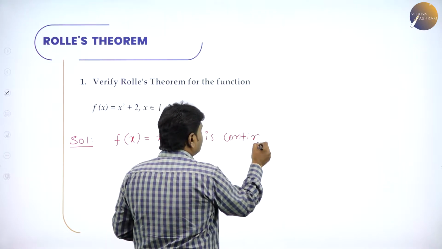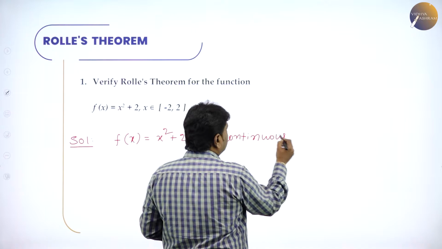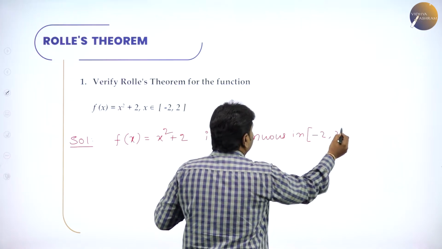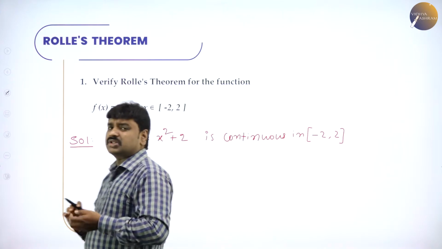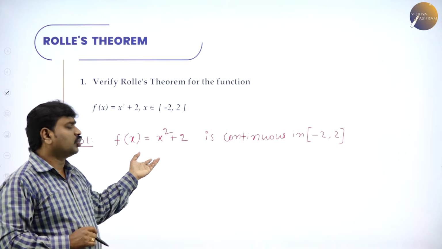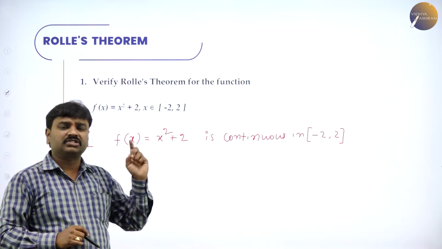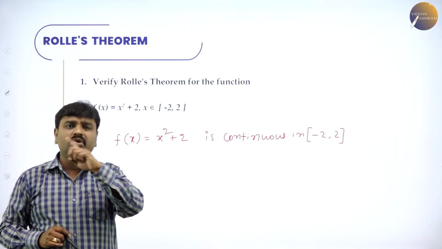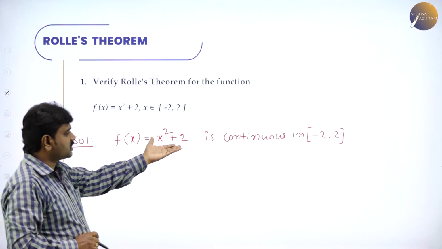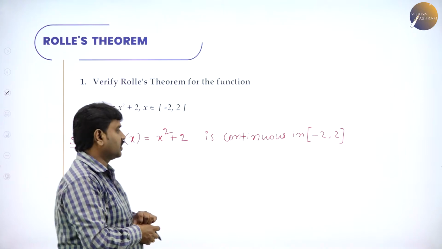Not only this, any polynomial function is continuous in the closed interval minus 2 to 2. Why can I say it is continuous? Because it is a polynomial function, and all polynomial functions are continuous. You know how to prove continuity: limit x tends to c of f of x should give you f of c. But here you need not prove it. If it is a polynomial function, you can say it is continuous in the closed interval.